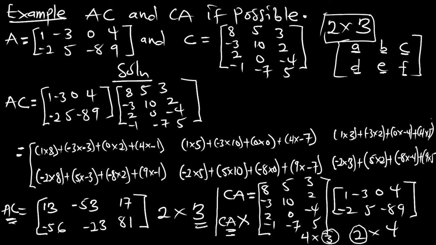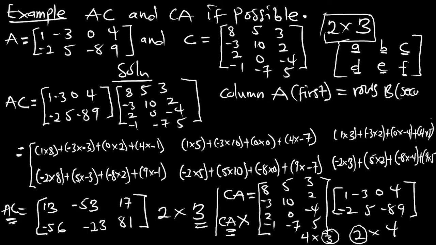You check the number of columns on the first matrix, which is A. Let's take it as the first matrix for the multiplication. It must be equal to the number of rows on the B matrix, which is the second matrix. If it is equal, then it is okay to multiply. If it is not, you cannot multiply.